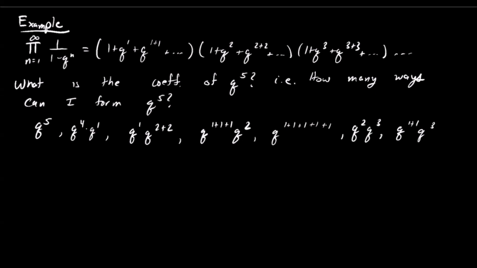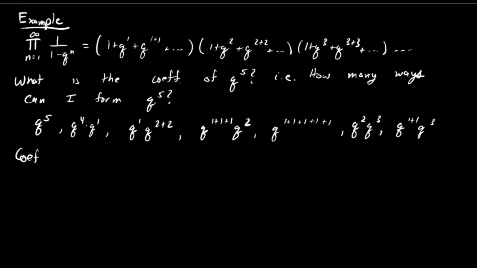And the thing that I might notice is that all of the partitions of 5 appear. The first partition is 5, the next one is 4 plus 1, then I have my 2 plus 2 plus 1, then I have my 2 plus 1 plus 1 plus 1, then I have my 5 ones, then I have my 3 plus 2, and then I have my 3 plus 1 plus 1. So the coefficient of q to the 5 is p of 5, which is 7.